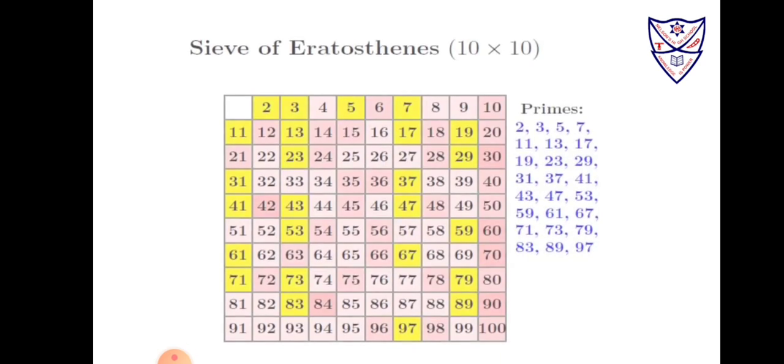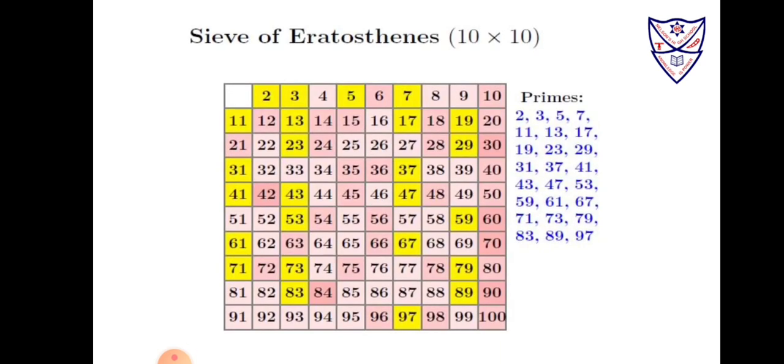So let us see, students, this is the final picture of the Sieve of Eratosthenes, prime numbers 1 to 100. So here 1 is not written in this box. Why? Because 1 is neither prime nor composite.